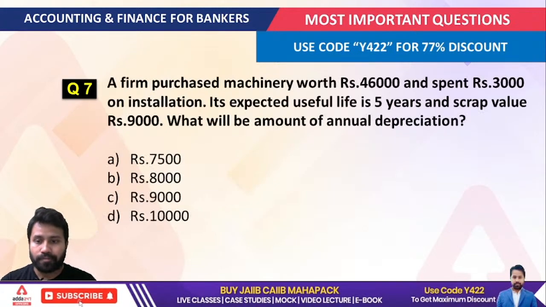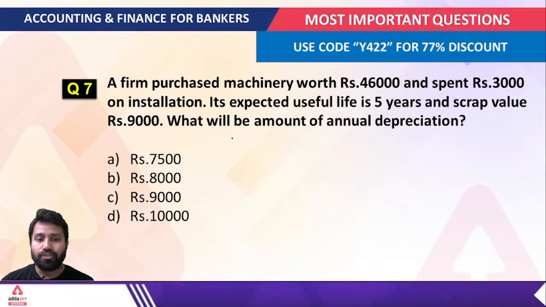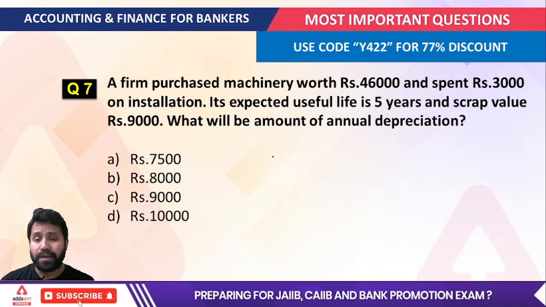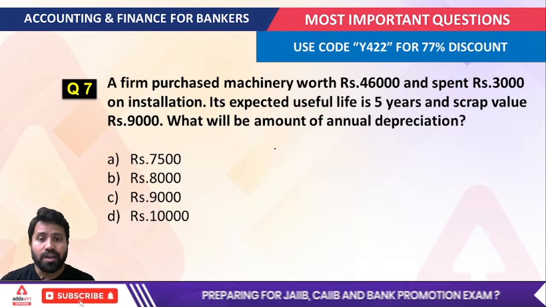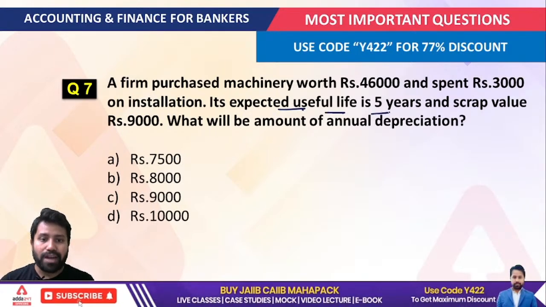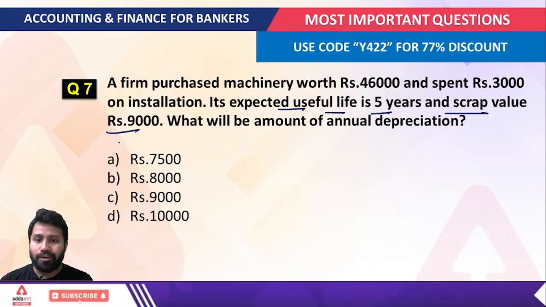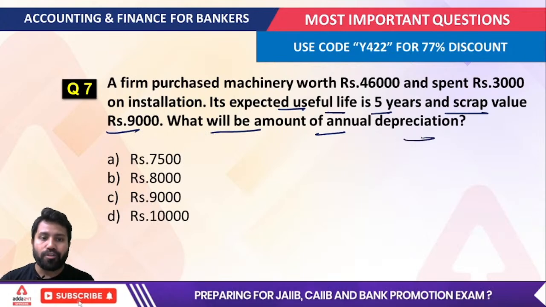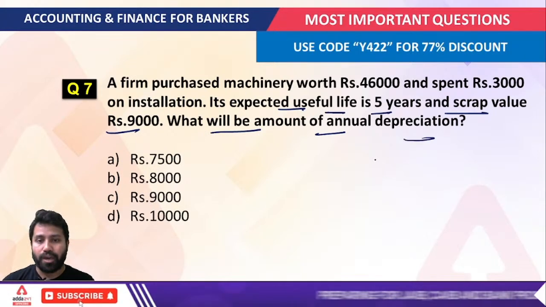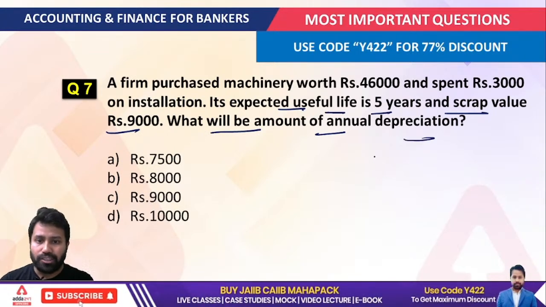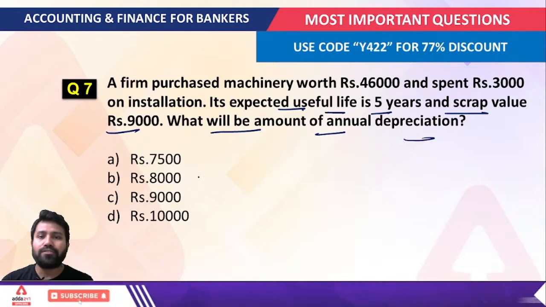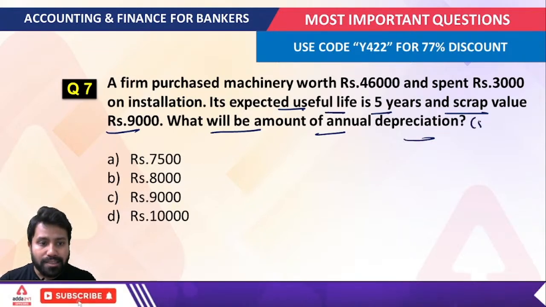Next question. A firm purchased machinery worth 46,000 and spent 3,000 on the installation. Its expected useful life is given as 5 years, and the scrap value is given as 9,000. So what will be the amount of the annual depreciation? If no method is mentioned, you can solve this question by the straight line method.